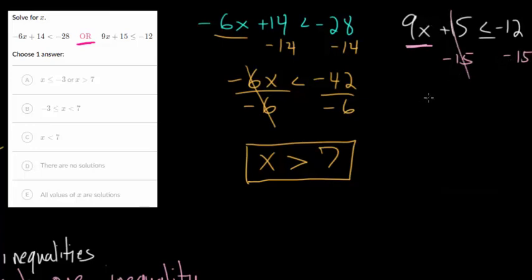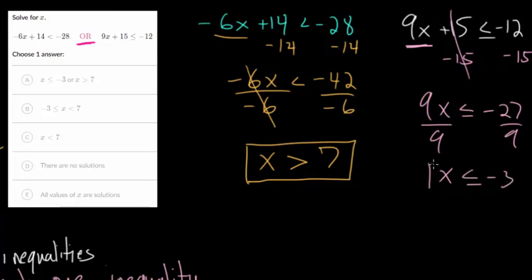So these cancel out. You get 9x less than or equal to minus 12 minus 15, which brings us to minus 27. And now we divide by 9. Since we're dividing by a positive, we don't have to flip the sign. Even though this number is negative, it's only when you divide or multiply by a negative that you have to flip it. So 9 divided by 9 is 1, or 1x, less than or equal to minus 3. So we've solved both inequalities.